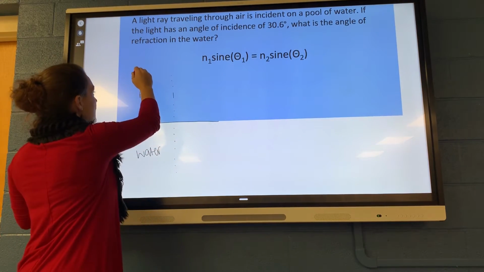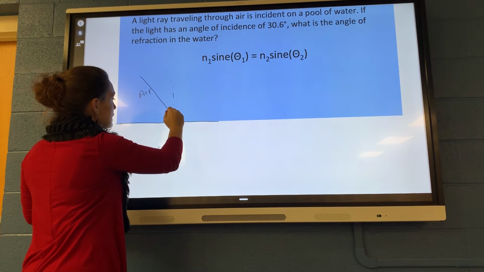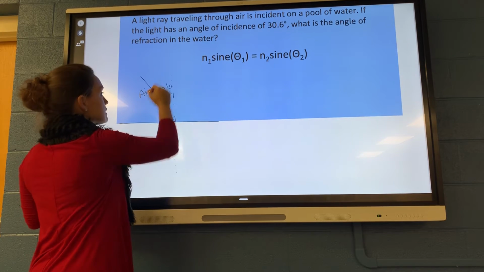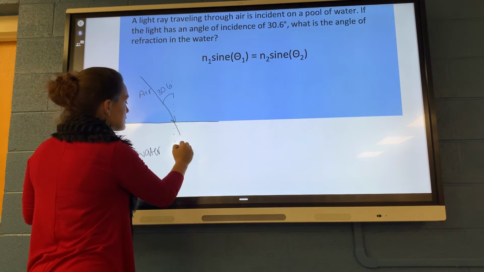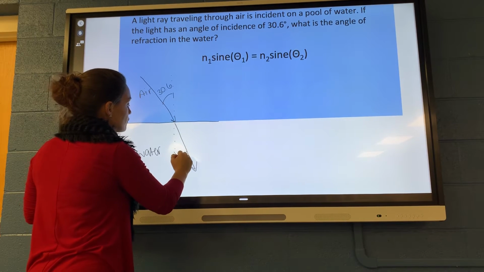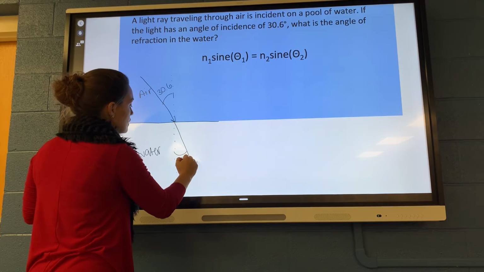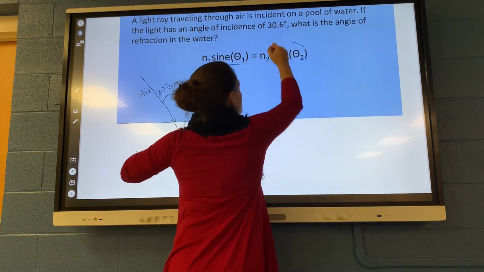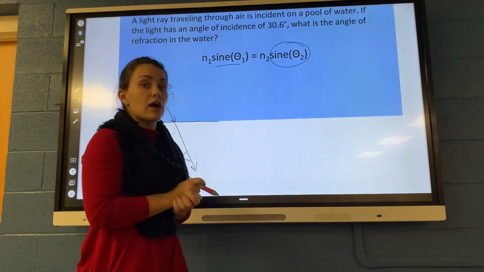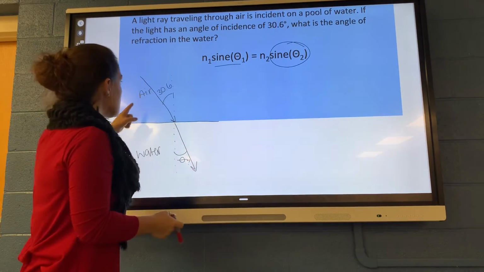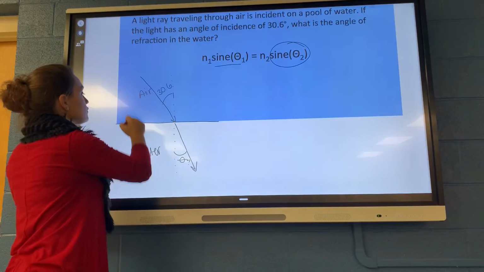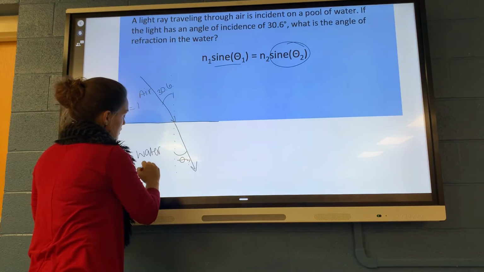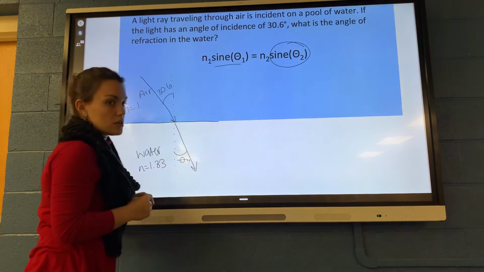If the light has an angle of incidence, it comes down here and hits with an incidence angle of 30.6. It wants to know what is the angle of refraction. So refracted light is down here. What is this angle? I have the sine. I'm looking for this sine, but what do I also need? I need my n values. Well, those are on your reference table. The n value for air is n equals 1, and the n value for water is n equals 1.33.